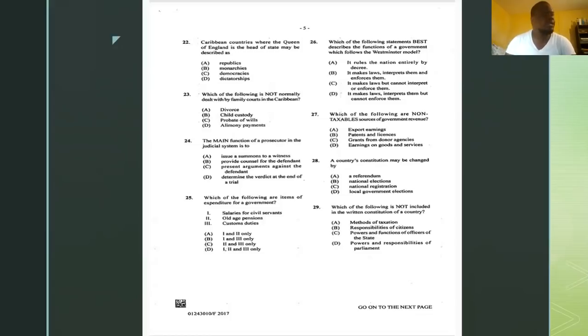Good. Number 29 now, we are up on our final question. It says, which of the following is not included in the written constitution of a country? Is it A, methods of taxation, B, responsibilities of citizens, C, powers and functions of officers of the state, or D, powers and responsibilities of parliament? So the answer for number 29 is A, methods of taxation are not included in a country's constitution.